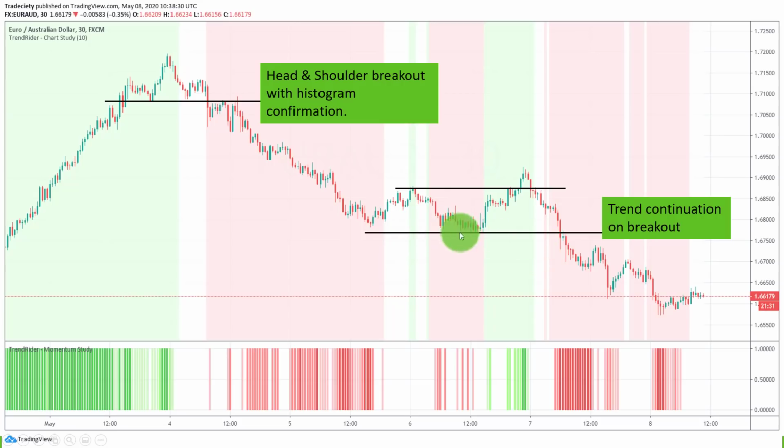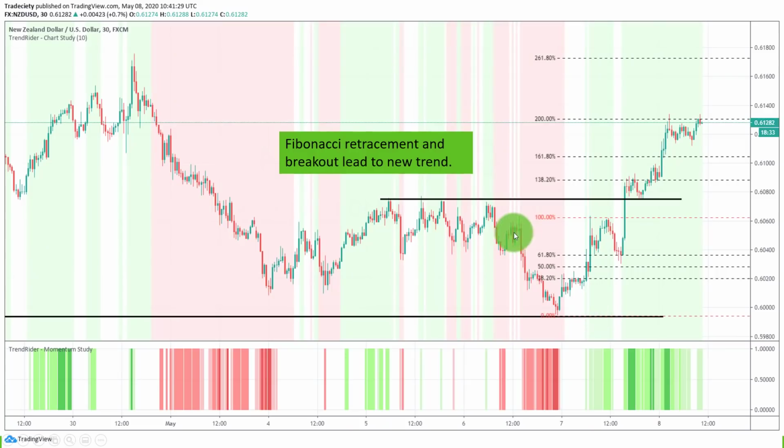Then a few candles later, you have a trend continuation breakout. Here you can see we have a resistance level after this bearish trend wave. On the breakout, as the trend continuation was triggered, the background color turned red, and shortly after also the histogram. So you can use the Trend Rider to find new trends, and you can use the Trend Rider to find potential trend continuation breakouts as well. We can use the Trend Rider in many different ways.